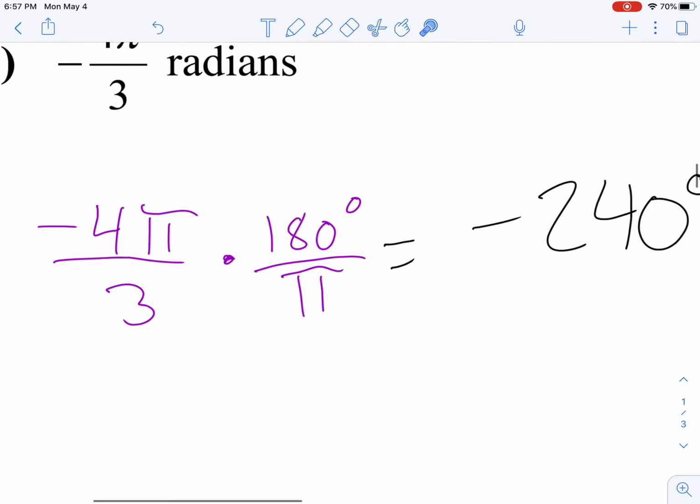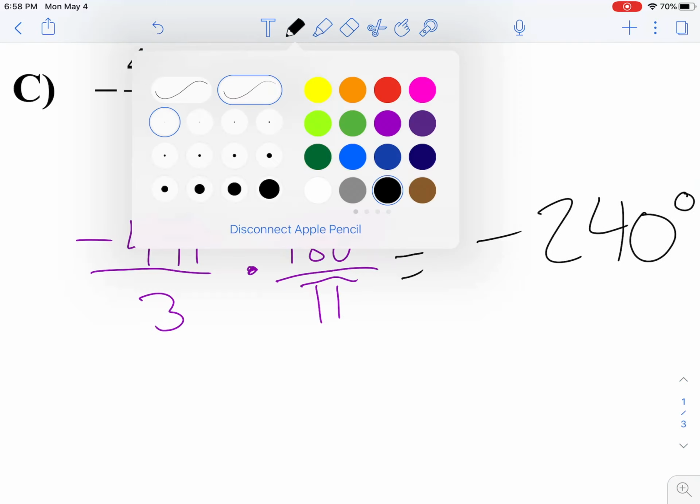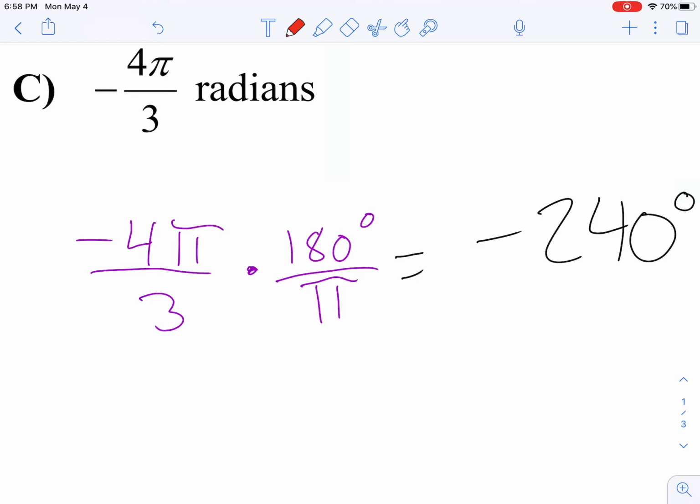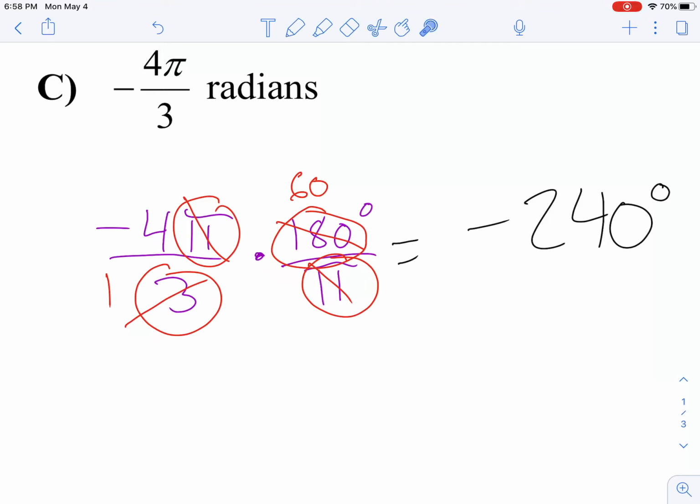So when we do this, and in this one I didn't combine them, I'm just going to cross cancel. So check out what happens here. Pi cancels with pi here, and then 3 cancels with 180. It makes it 60. Now if you notice, my degree sign doesn't have anything to cancel with. There's no other degrees in either of these that are canceling with it.